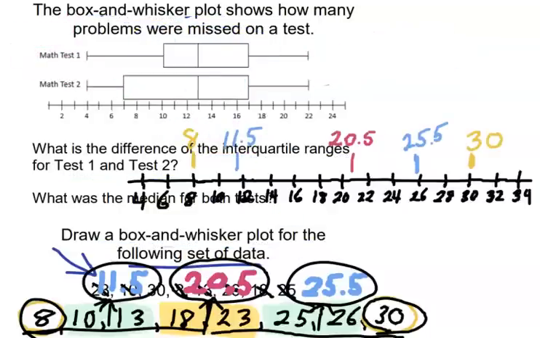Okay, so I made my number line, and we went ahead and plotted everything up here. And to make the box and whisker plot, we simply connect the 2 quartiles with the median in the middle. And then to make the whiskers, we make a line from the box to the highest number and the lowest number. And there we go. There is our box and whisker plot. That's how you make them.